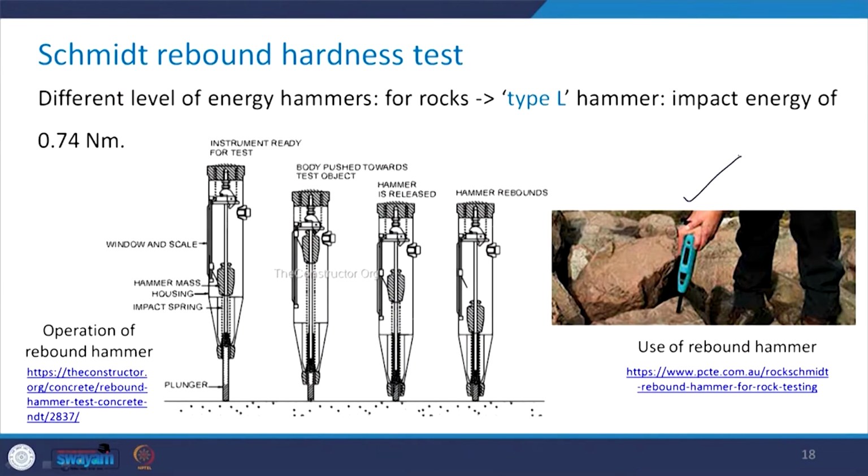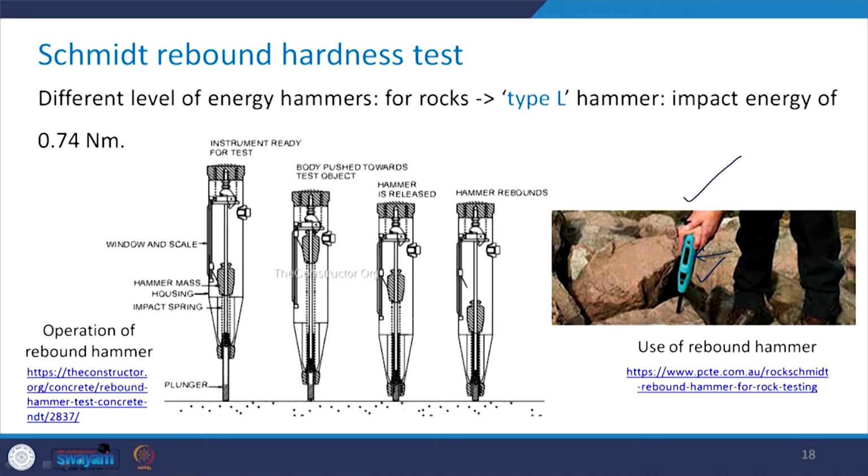See, I will show you with the help of a schematic figure. First of all, take a look at this figure. This is the rebound hammer that a person is holding, and you see it is very easy to carry this in the field, and you just put it vertically at the rock surface like this person is holding here. Just press it and release it, and you will get a rebound here which will be recorded, and just note that down. So, as I was mentioning, different levels of energy hammers are there for rocks.